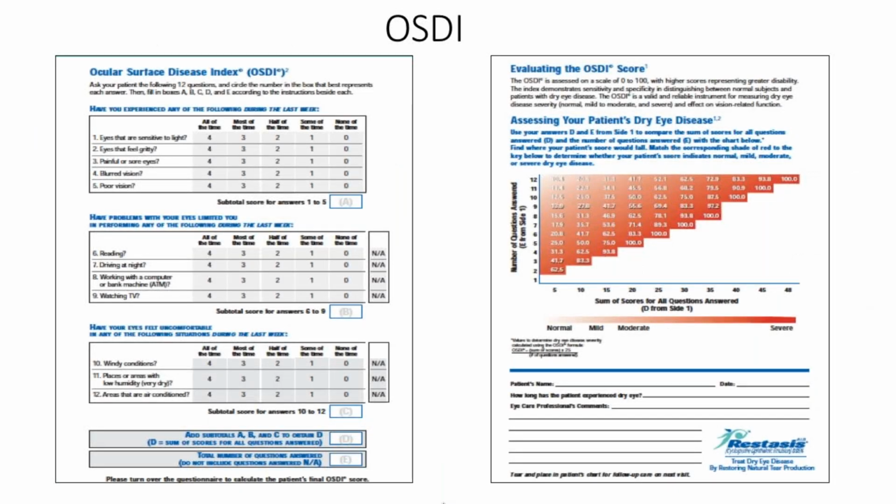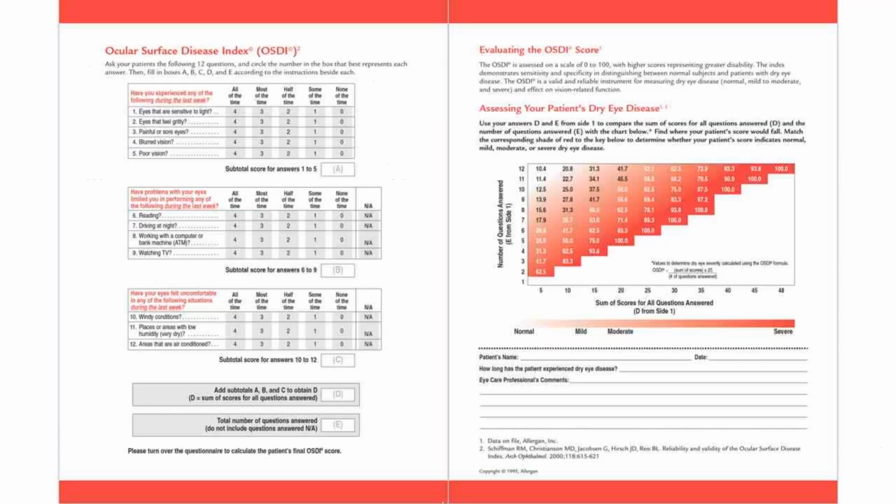We use a lot of OSDI in Lotus. The OSDI questionnaire is interesting because it gives you different categories. If you do not answer some of the questions, it's fine. The score is calculated based on a quantitative score for your questions, and it gives you a color scale also, so the patient could be anything from normal to severe. But by and large, a score less than 13 is considered a normal eye, and anything above that could be a mild, moderate, or severe dry eye.